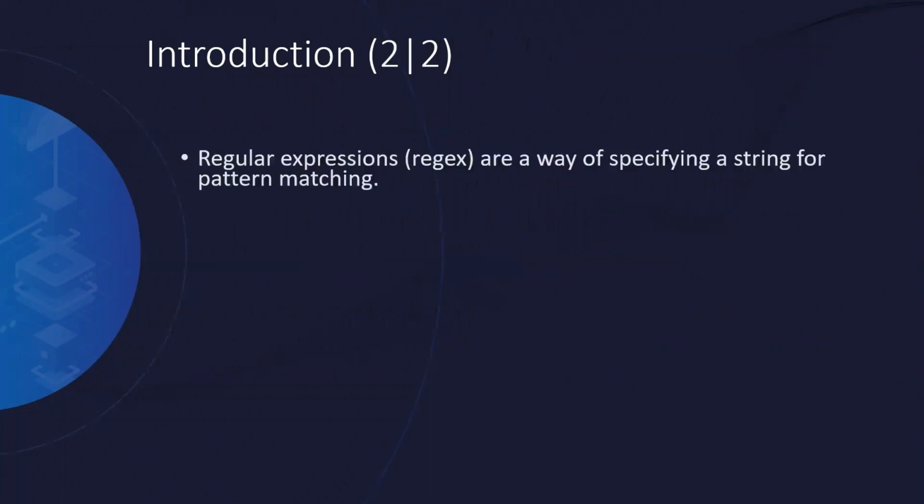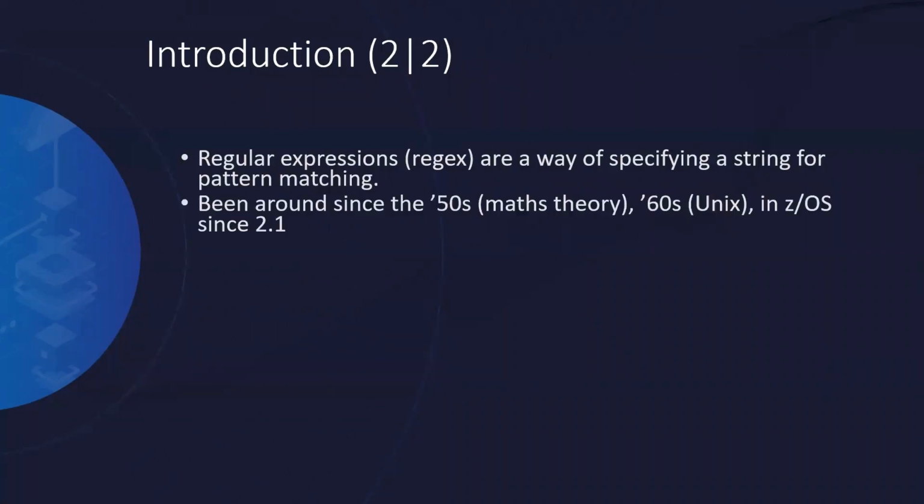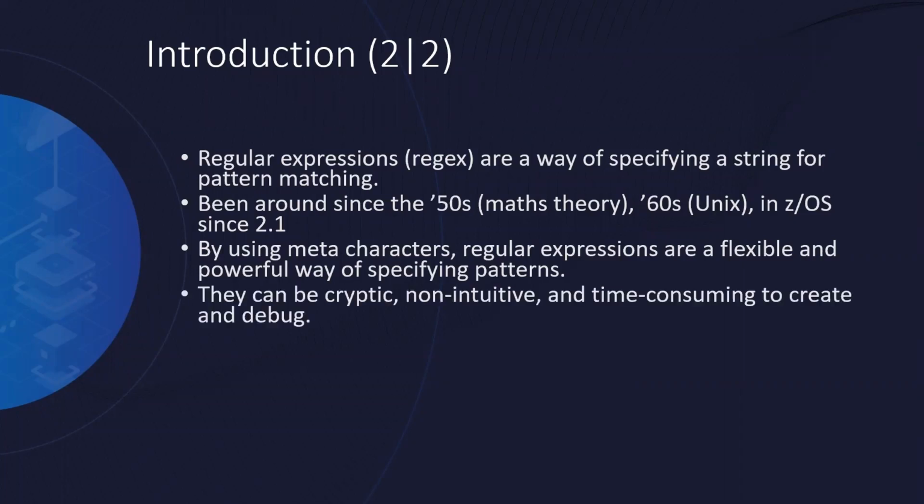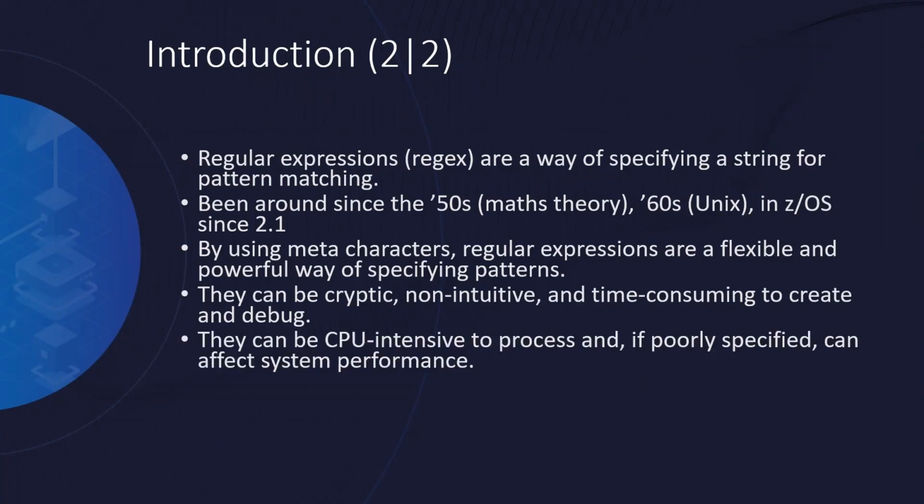So regular expressions are a way of specifying a string for pattern matching. They've been around since the 1950s in maths theory. In the 60s, they were used in Unix, and in z/OS have been around since 2.1. By using meta characters, and I'll explain what those are in a minute, regular expressions are a flexible and powerful way of specifying patterns. They can be cryptic, non-intuitive, and time-consuming to create and debug. They can be CPU intensive to process, and if poorly specified, can affect system performance.